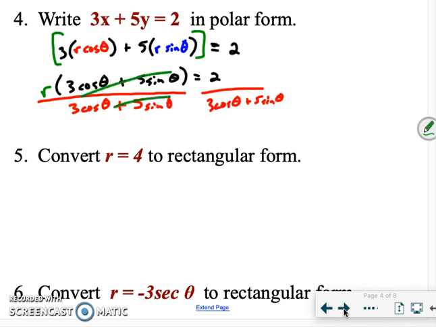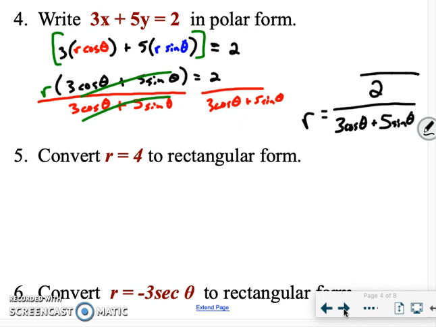The beauty of this is that on the left side they cancel. On the right side, I'm left with my answer. So r is equal to this giant mess on the right side of 2 over 3 cosine theta plus 5 sine theta. And again, that would be our final answer. Again, we know that we're done when we've isolated for r.